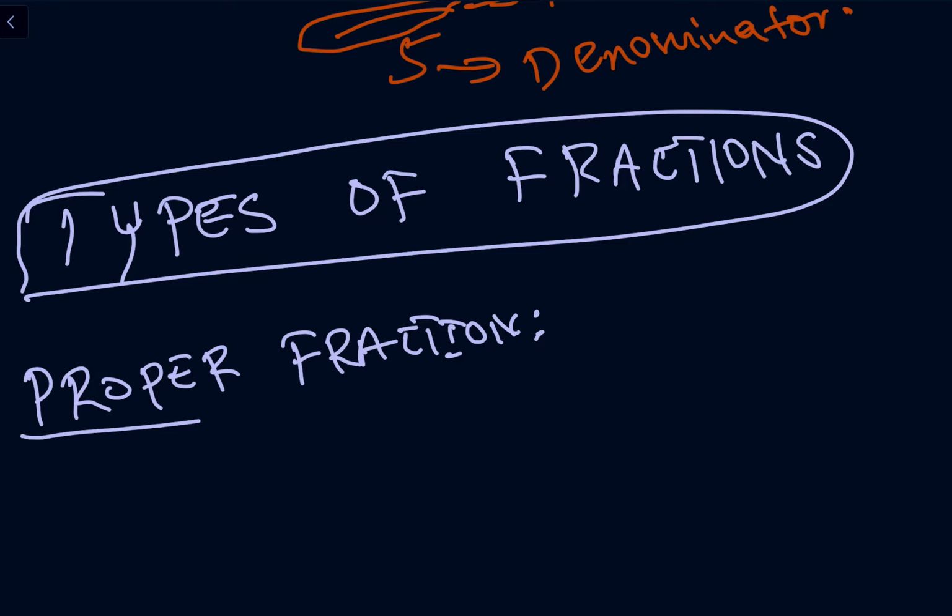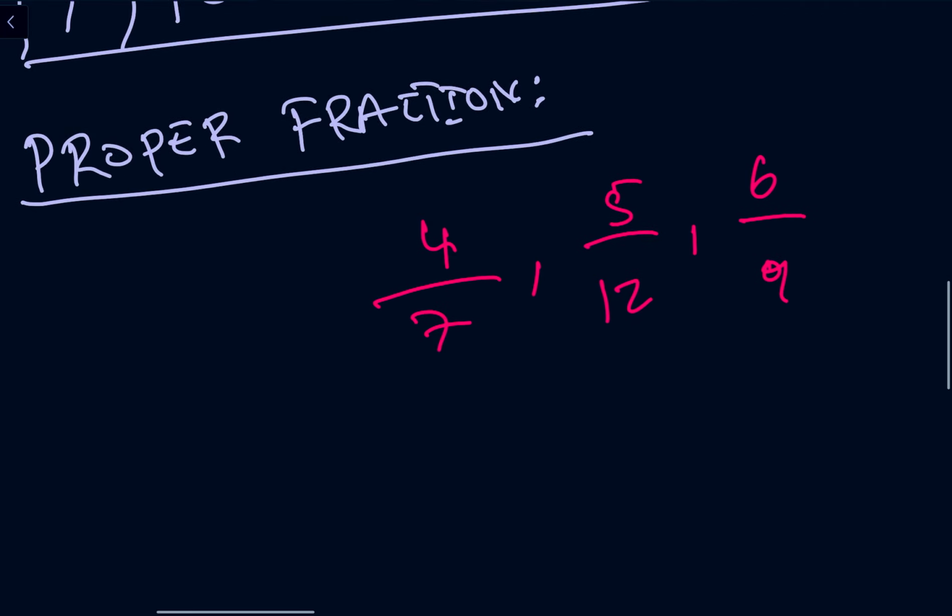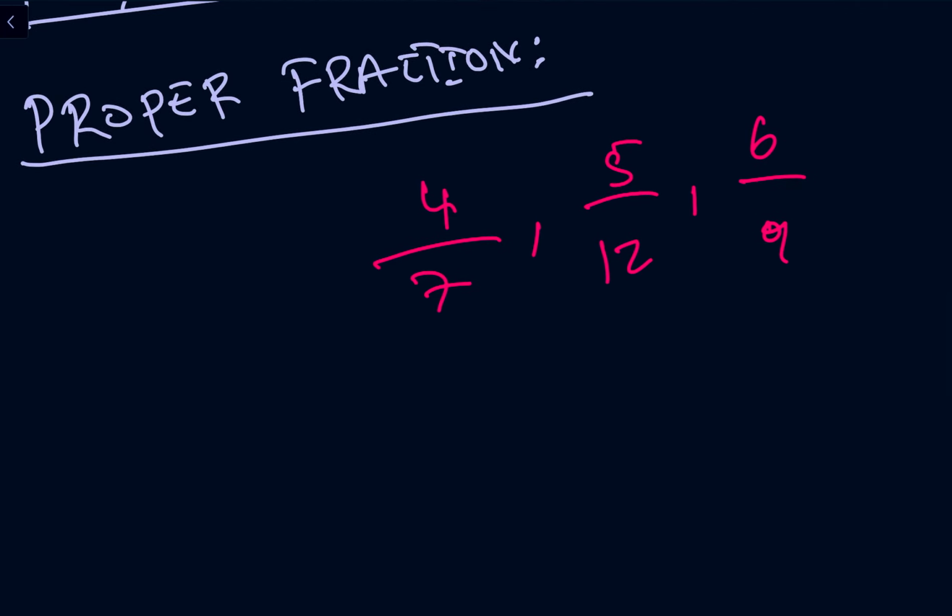In a proper fraction, you have the numerator smaller than the denominator. So an example of that is 4/7, 5/12, 6 over, let's say, 9. So this is a proper fraction. So you cannot utilize all the number of cake, or you cannot give to your friends all the cake that you have. It's always some that would remain with you.